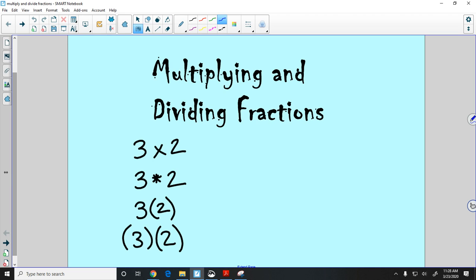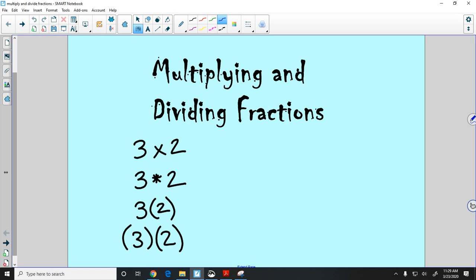Guys, today's lesson is going to be over multiplying and dividing fractions. Our I can statement today is short and sweet. It's I can multiply and divide fractions. So our standards really aren't supposed to cover multiplying fractions because we've done that since 4th grade, but we're going to review it a little bit.